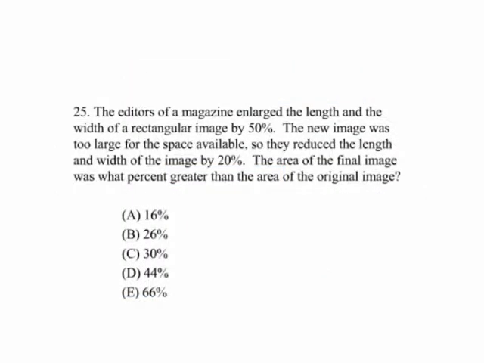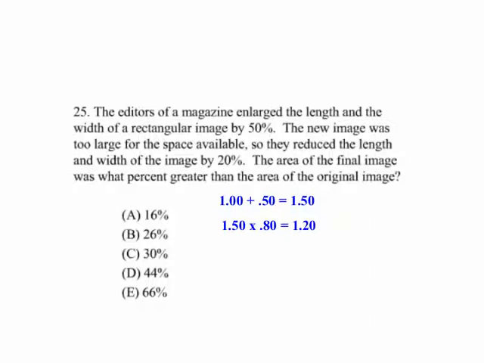Here we have a problem where we're going to be increasing the length and width of a rectangular image by 50%. Then we're going to decrease that new image by 20%. An increase of 50% means you add 50% to 100%, so it's now 150% of that original size. We're now going to decrease it 20%, which means we subtract 20% from 100%, and we're looking for 80% of this new size. 80% of 1.5 is 1.2, or 120% of what it was originally.